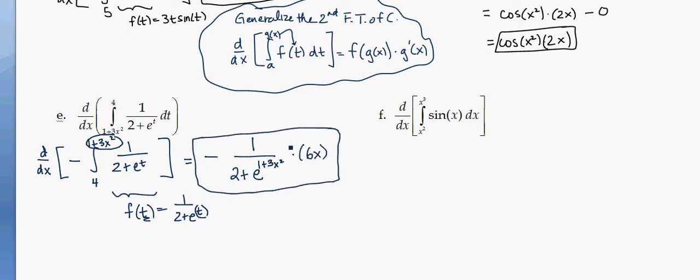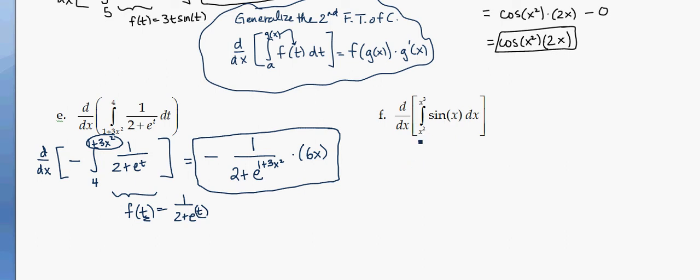So there we go. So this is slightly more complicated than the second fundamental theorem of calculus seemed at first. But the only difference is instead of replacing your t with x, you're replacing t with your function. And then you have to remember to multiply by the derivative of that function. Okay, so let's look at one more here.